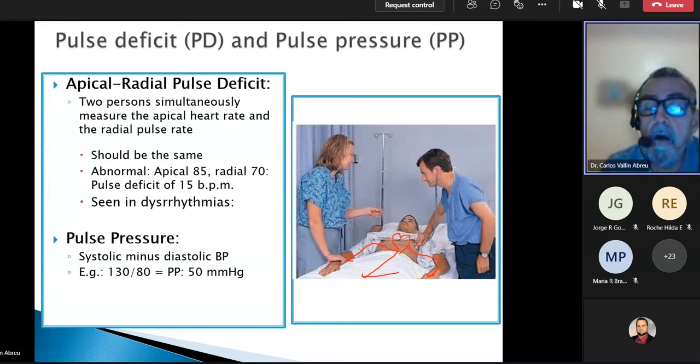The pulse, that heart rate that is counted here in the chest, and specifically in the fifth intercostal space at the mid-clavicular line, is called the apical pulse. And the pulse that we count here, counting the jumps or the pushes that the radial artery makes, is called the radial pulse.